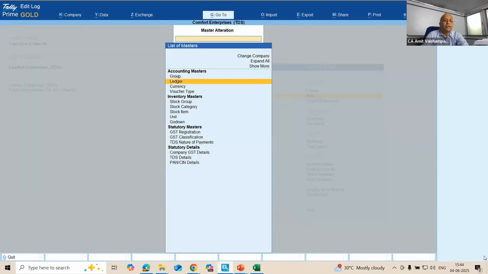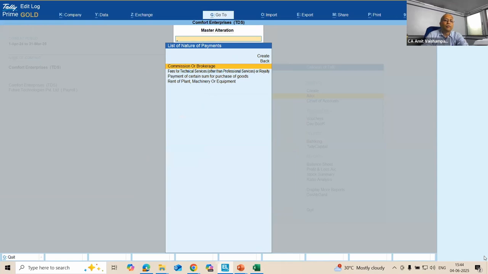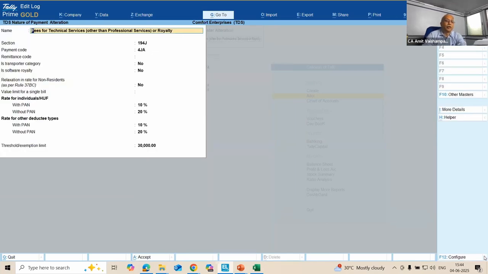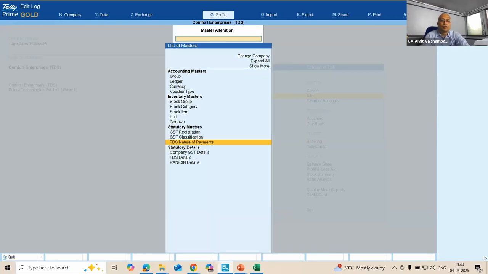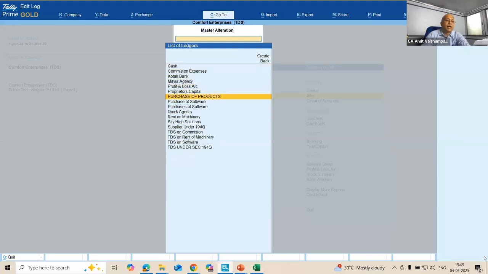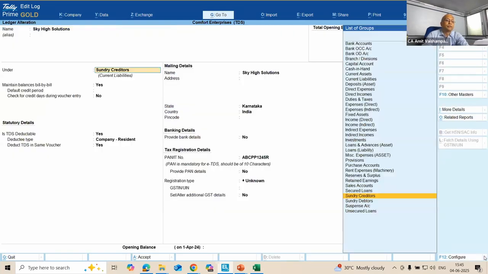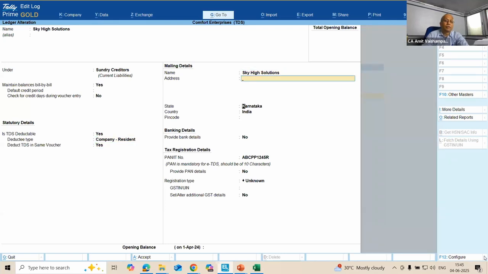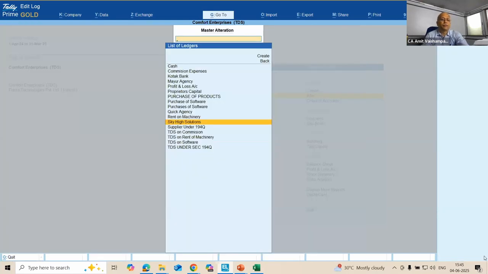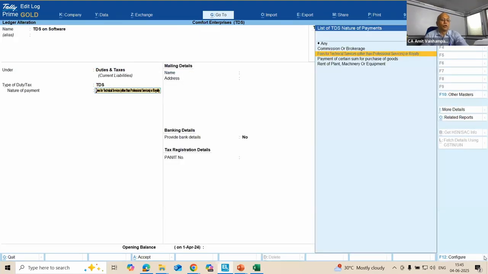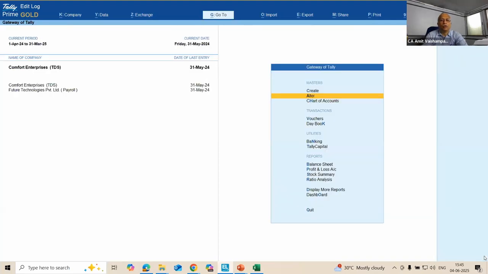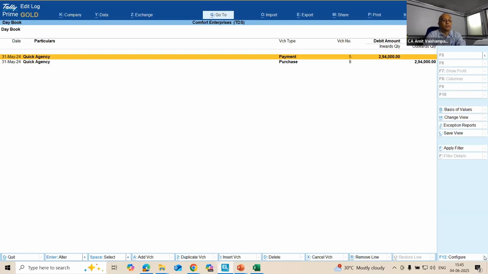We would be creating this as a TDS nature of payment for software. We would be creating a ledger for the supplier by the name Sky High Solutions. I've given this a PAN number, and TDS on software, which is the TDS ledger. So these are the four configurations done, and then we have entered into that particular transaction of software purchase.